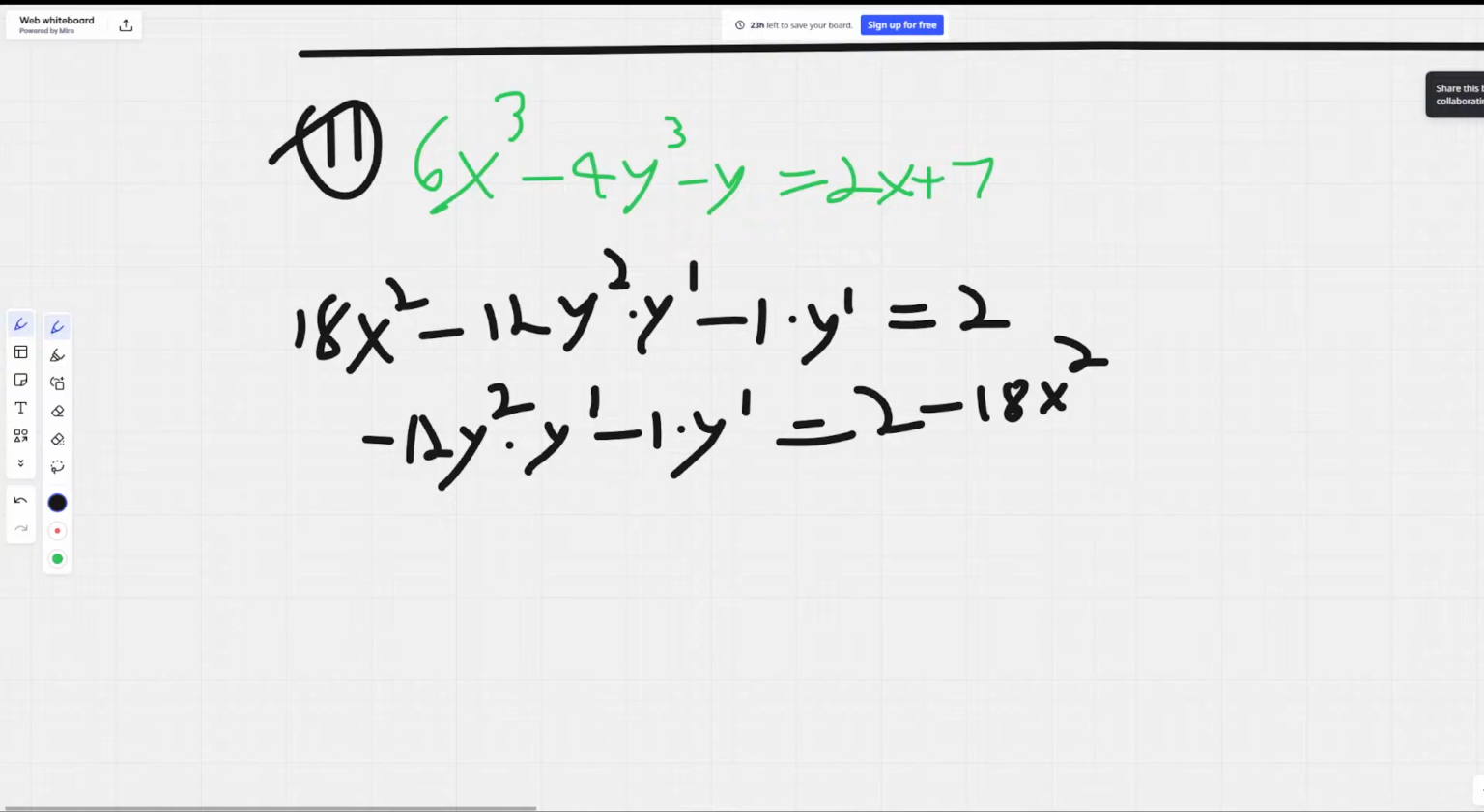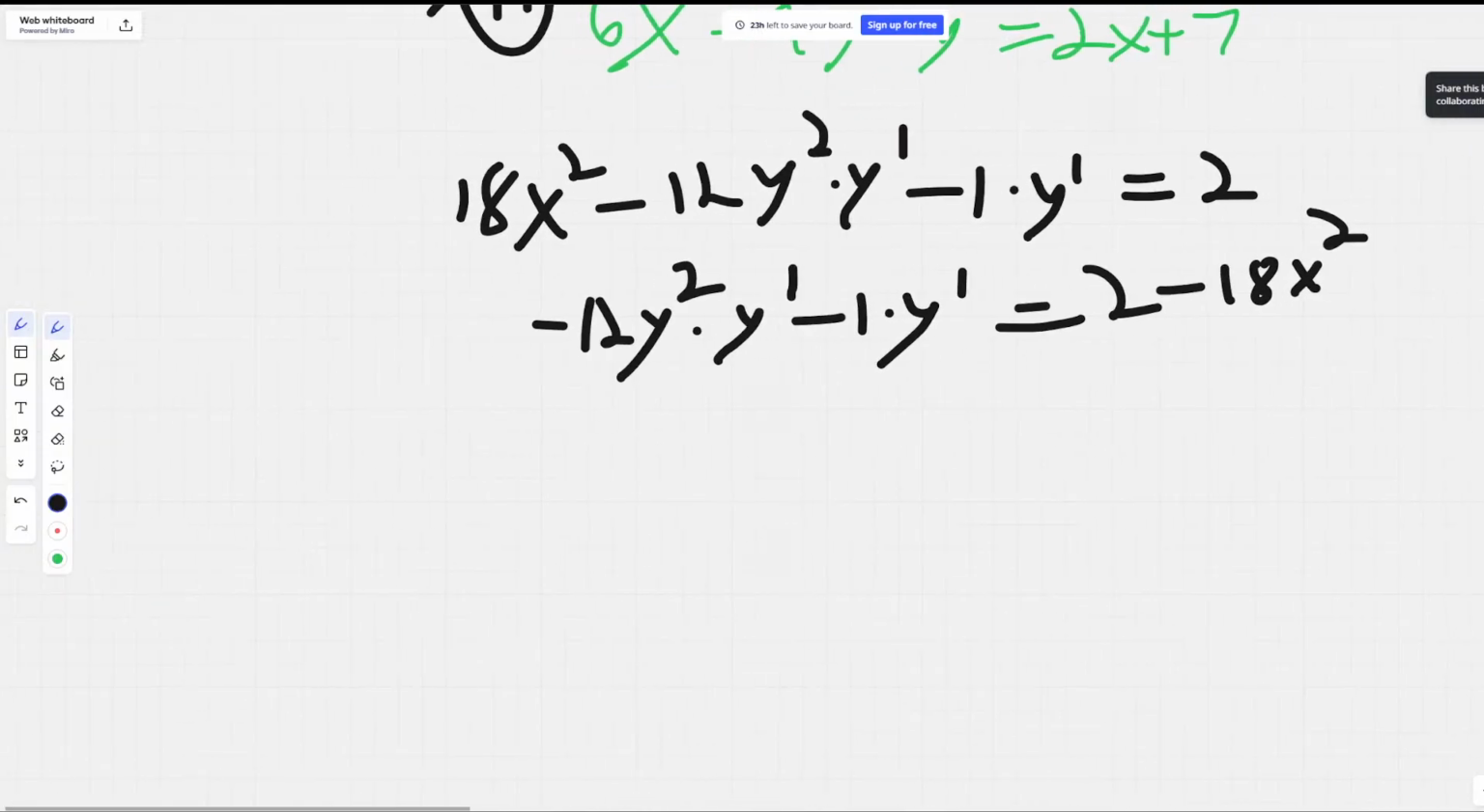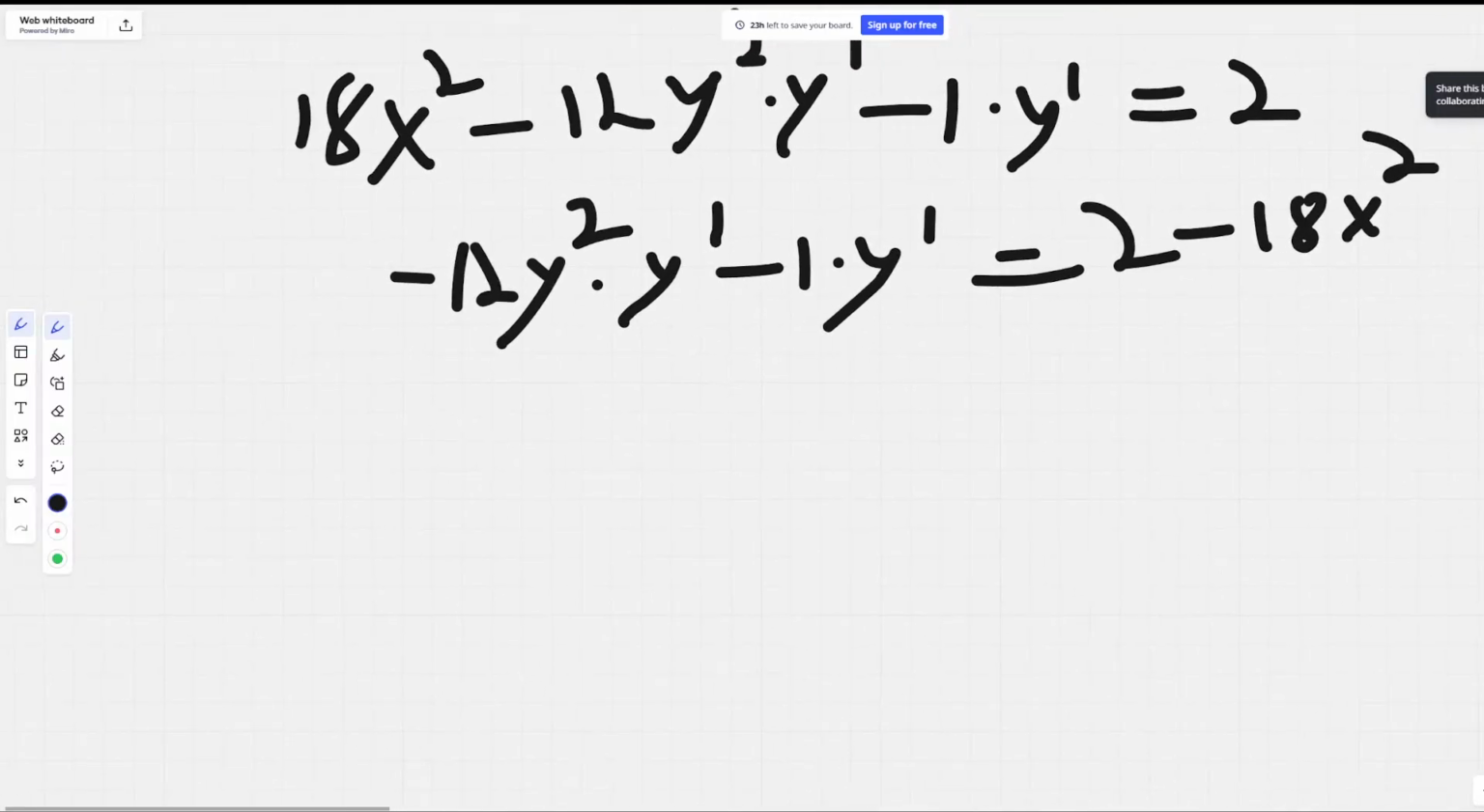And the next step, starting to move the pieces of the puzzle together. Making sure they fit just like they are supposed to. Negative 12y squared times y prime minus 1 times y prime equals 2 times nothing, as it is 2 minus 18x squared. Perfect. Step. Yes, it is. Guess I'll just combine these two. No point to rewrite it all just for that. Minus y prime.